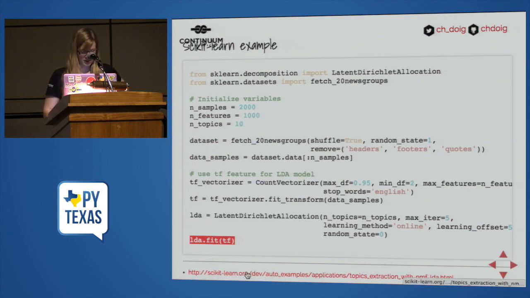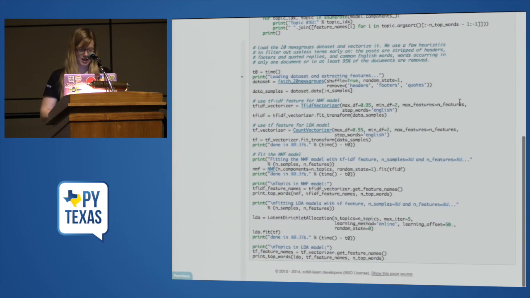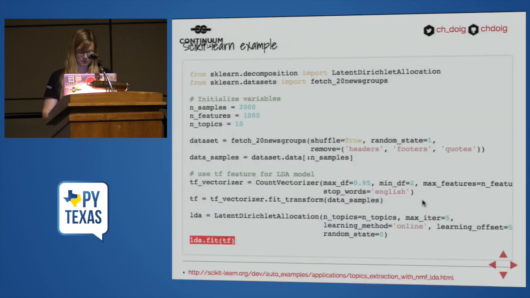The full example is available at this link, so you can also take a look at it. It's right here, and it has a little bit more. It also compares it with another implementation, which is called non-negative matrix factorization.